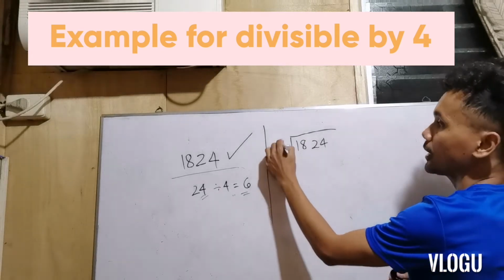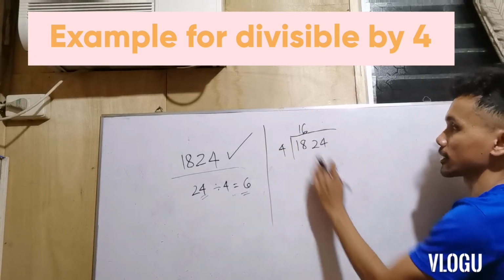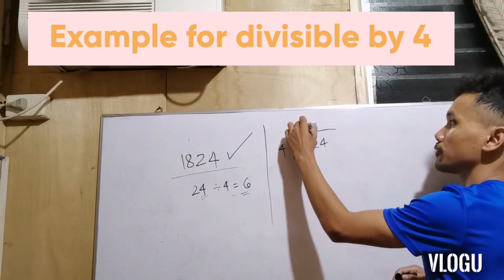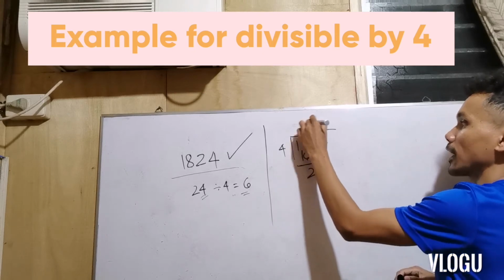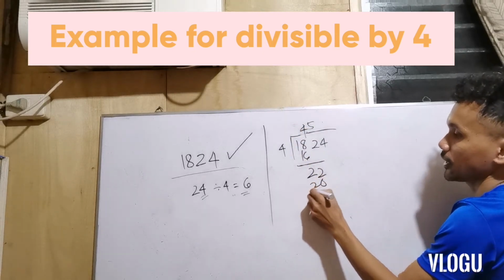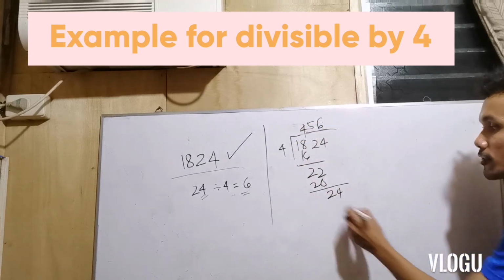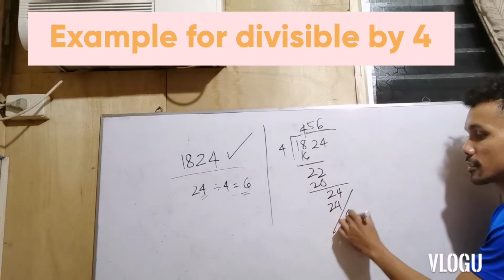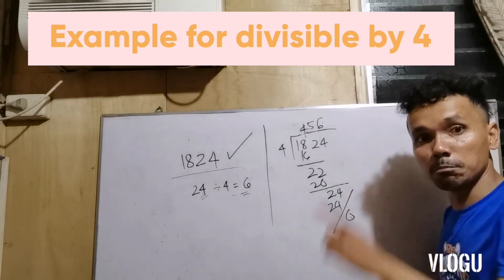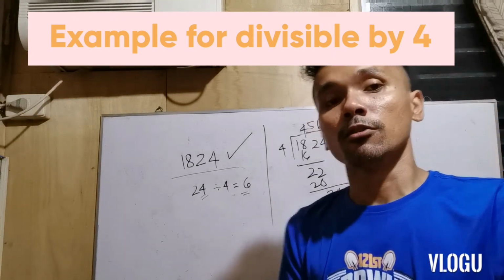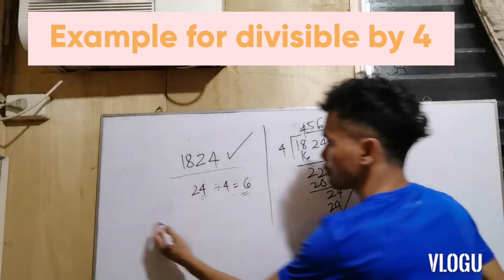Okay? Divided by 4. So, I have 18. I have to write 4 right here. I have 16. I have 22. So, therefore, I have 5. I have 20. And I have 24. So, it's 24. I have 6. So, I have 24. And I have 0 right here. So, it's divisible by 4. The number is divisible by 4. Okay. How about another problem? Bigyan pa natin another problem.